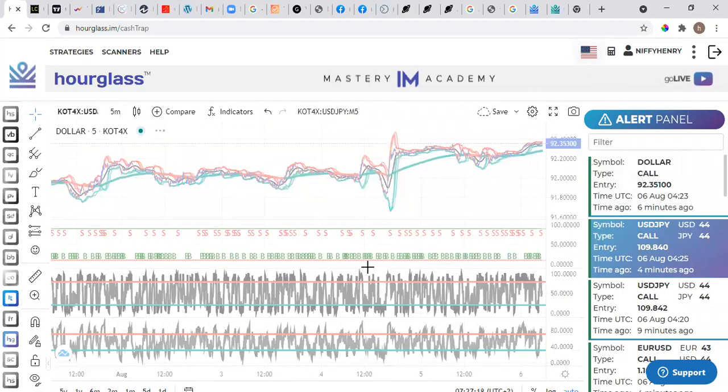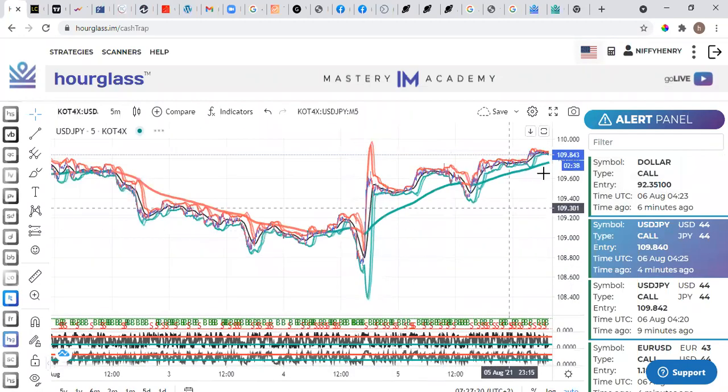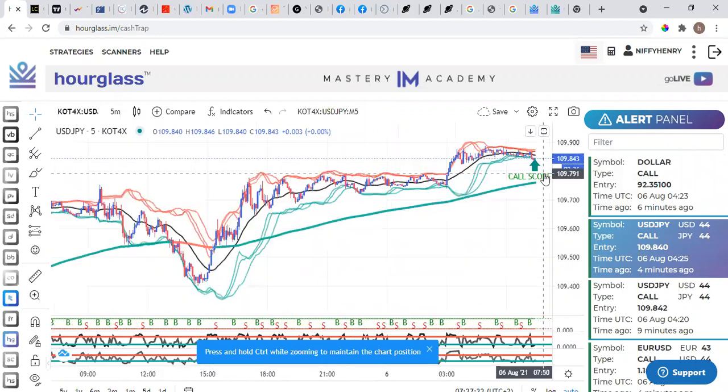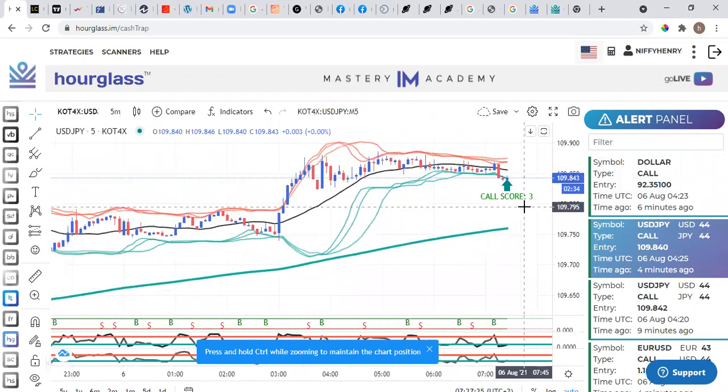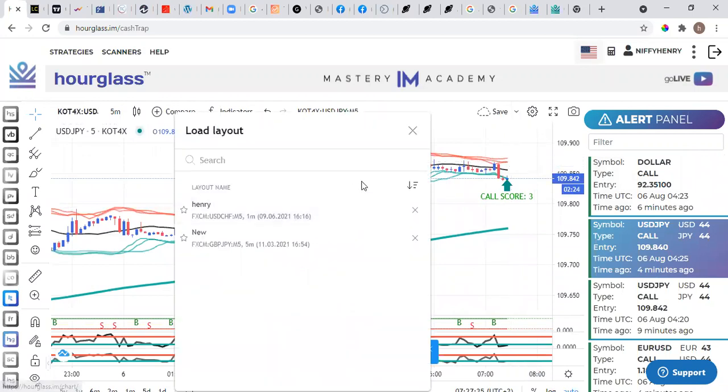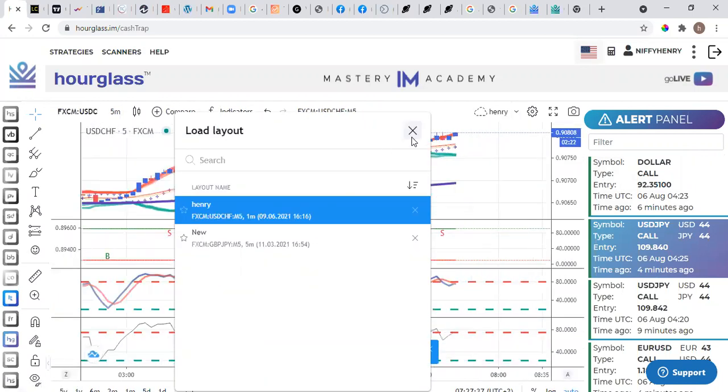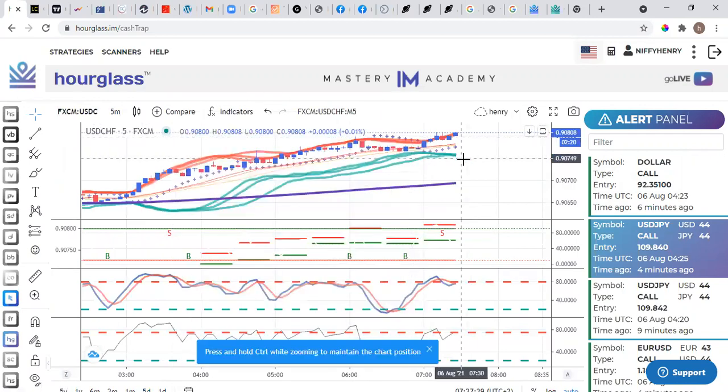So now Cash Trap does the point system. See, like this one now. This is 3. This is a core score. Okay, 3. Cash Trap has a way of giving you the confirmations. Do you understand? So this is a 3-point.